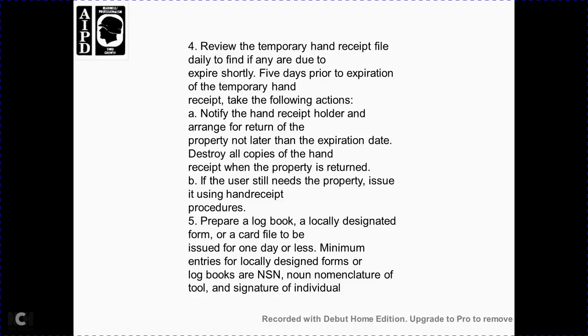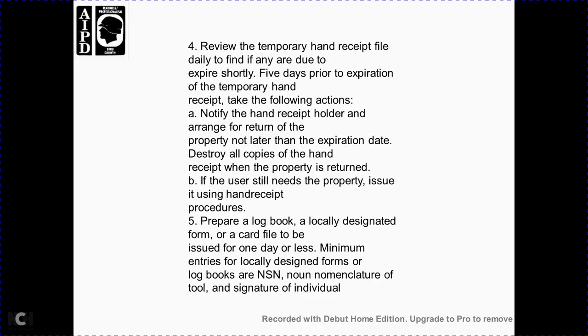Four, review the temporary hand receipt daily file for any that will expire shortly. Five days prior to the expiration of the temporary hand receipt, take the following actions. Notify the hand receipt holder of the return of the property no later than the expiration date. Destroy all copies of the hand receipt when the property is returned, or if the user still needs the property, issue it using the hand receipt procedure.